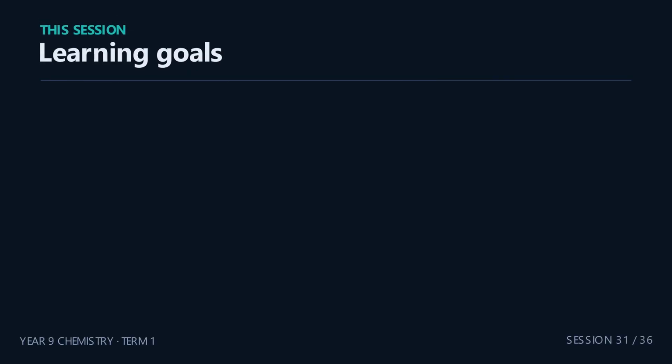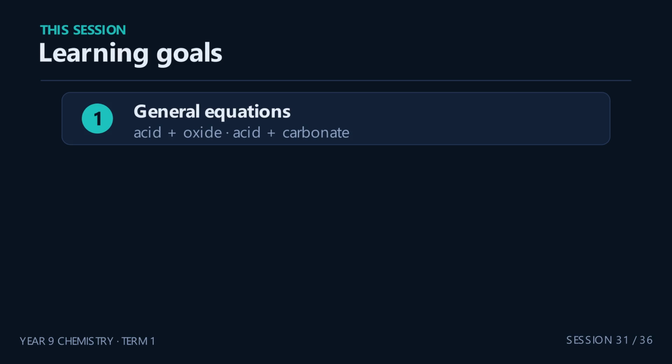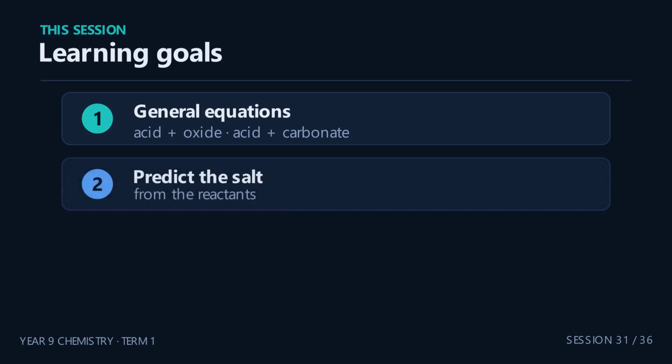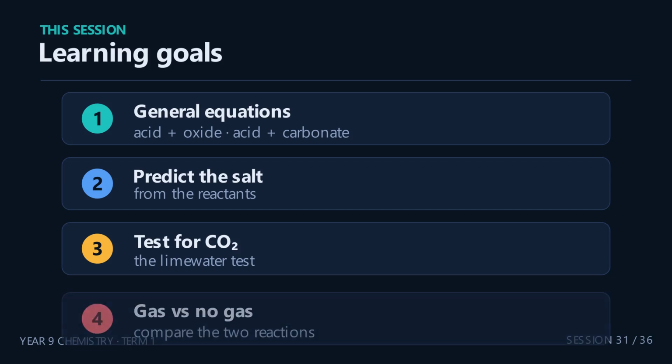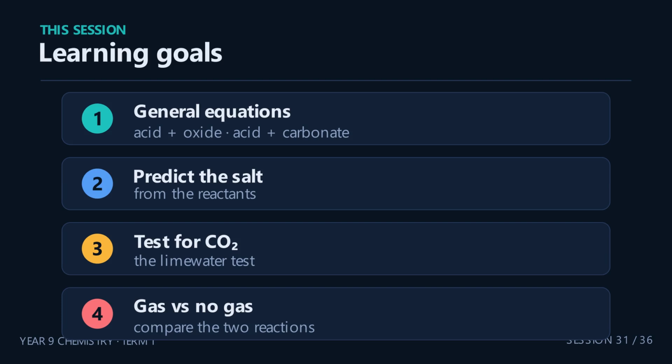4 goals today. First, write general equations for acids with metal oxides and with carbonates. Second, predict the salt from the reactants. Third, identify carbon dioxide using the limewater test. And fourth, compare the reactions that make a gas with those that don't. Let's build on everything you already know about neutralization.